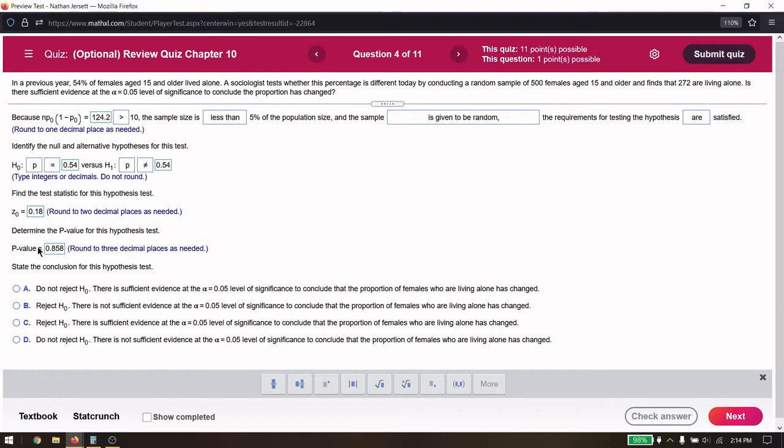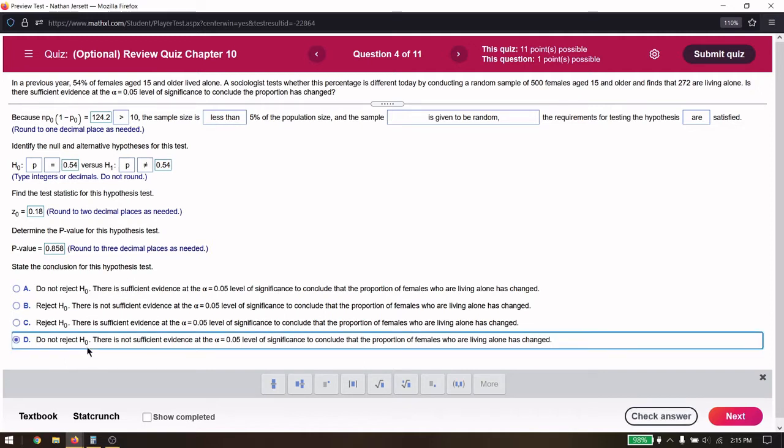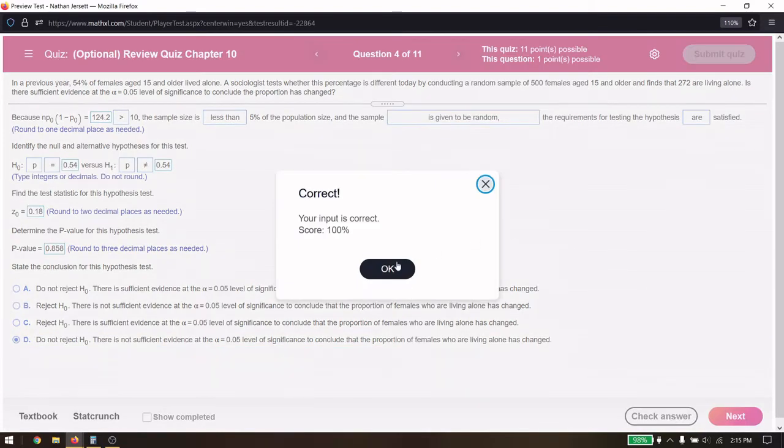So in this case, 0.858, that's way bigger than 0.05. Therefore, we do not reject. There's not enough evidence to show. So do not reject. There is sufficient... No, you only say there is sufficient evidence when you reject it. So do not reject. There is not sufficient evidence to conclude that this number has changed from 0.54. And that's all correct.